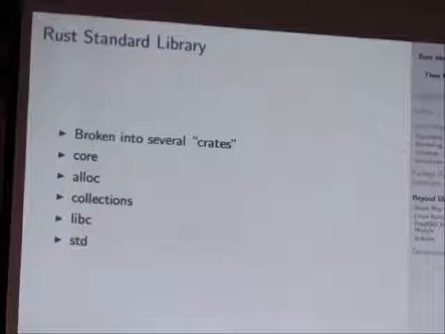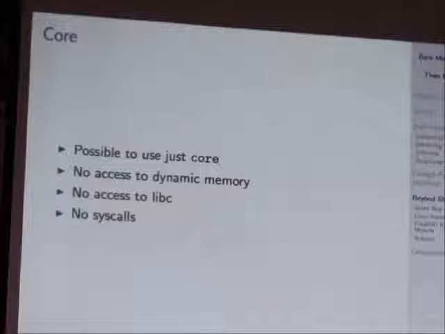Alloc deals with ownership too? Ownership is more built into the compiler. Alloc handles things like getting access to the heap. So alloc is access to the heap, and malloc is a similar kind of thing. So you can say most of it is just core, and this will not have access to the heap.